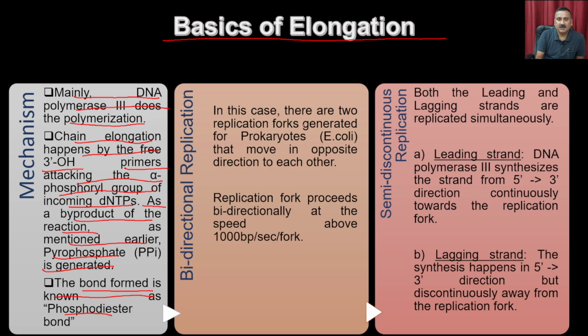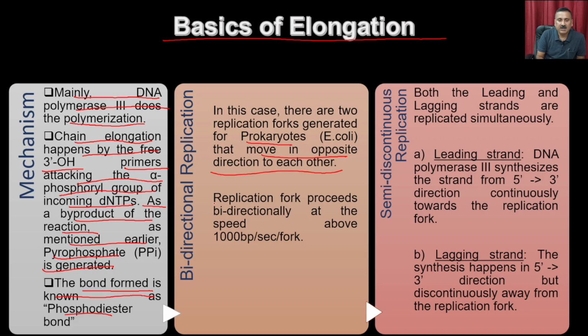Once you have the Watson-Crick base pairing information available through DNA pol 3, it keeps adding the nucleotides, and these nucleotides are coupled with each other by phosphodiester linkage, and the pyrophosphate is released. This pyrophosphate is hydrolyzed by pyrophosphatase, and that also generates energy which is utilized in the process. In this case, two replication forks are generated for the prokaryote that move in opposite directions.